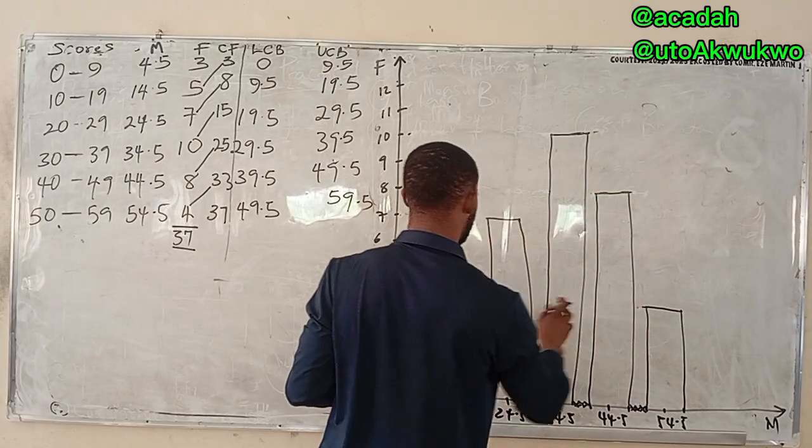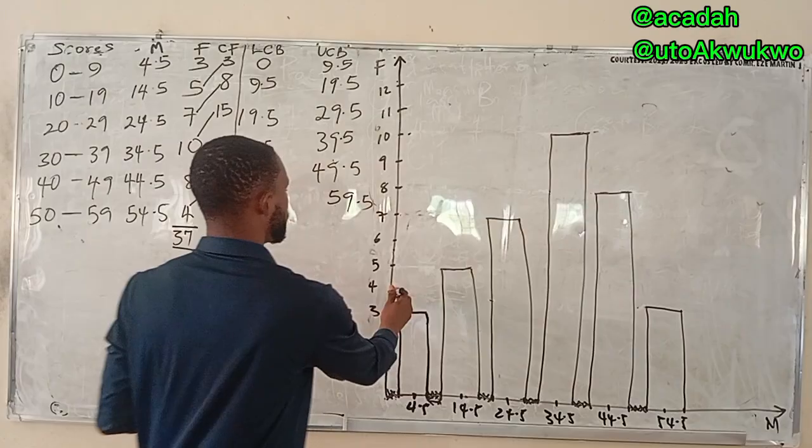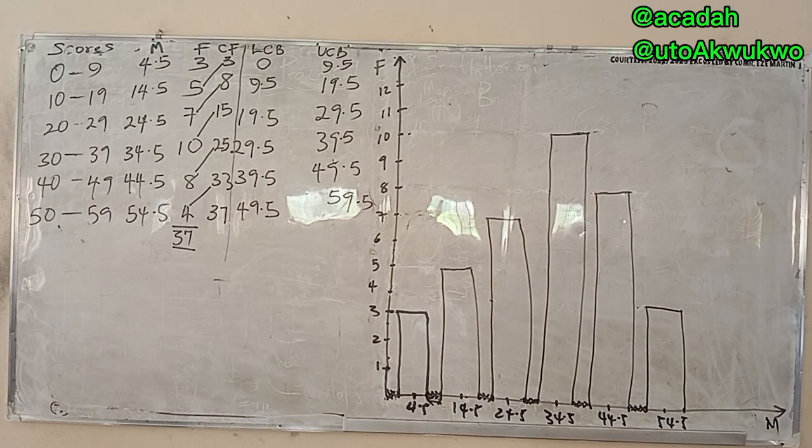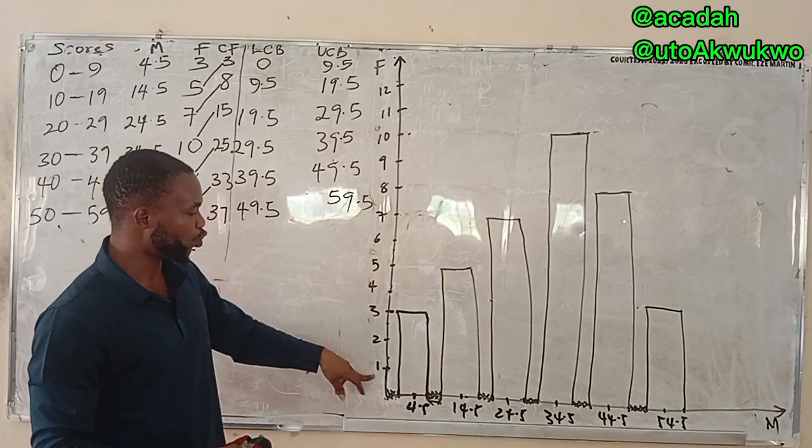Once you locate it, that is it. So you run the bar chart, the bar diagram, just like that. Then you remember to come and write the scale you use. So this is 2 centimeters is to 1 unit.